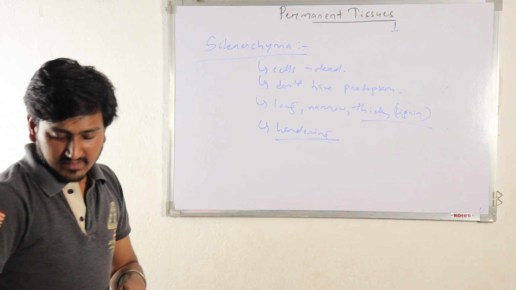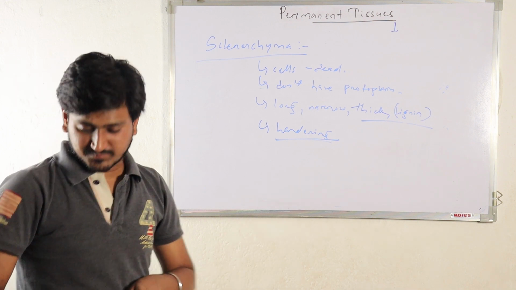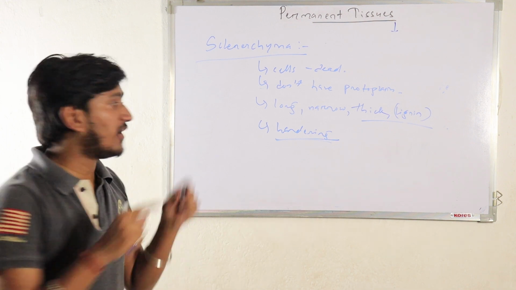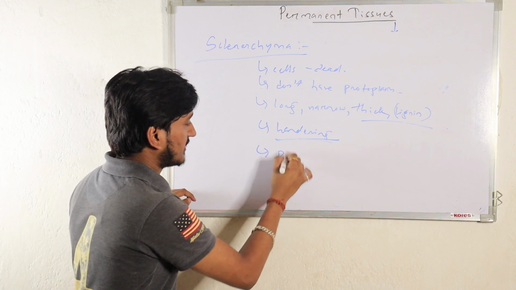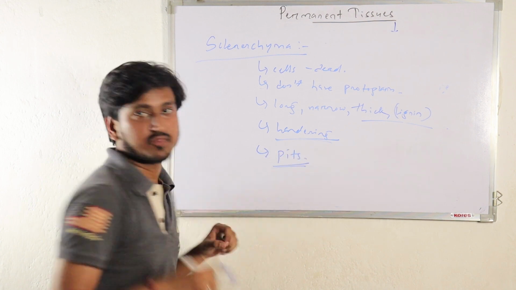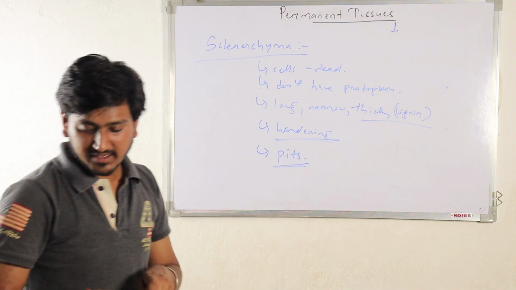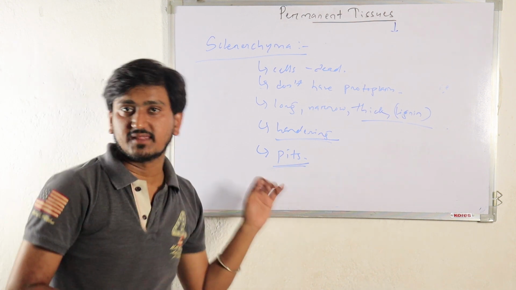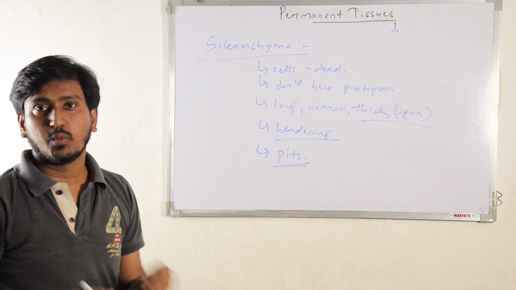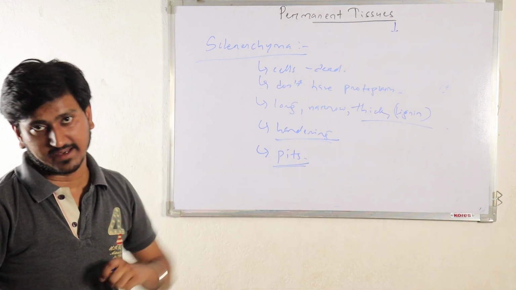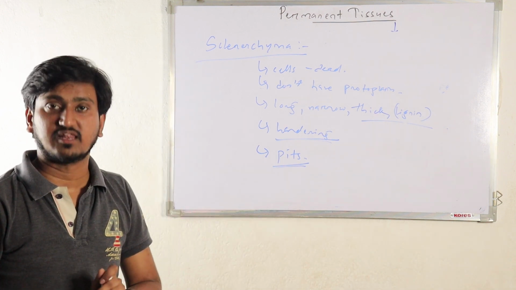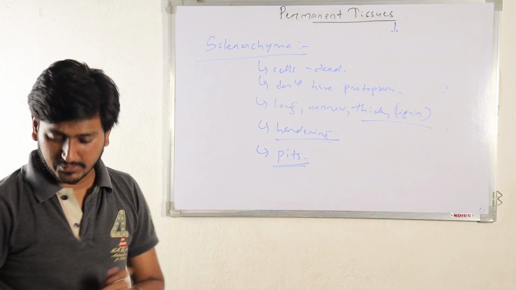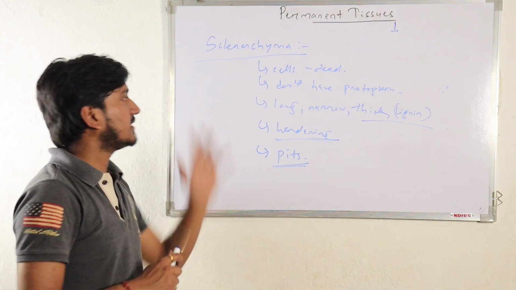Then the walls are so thick that they can form pits. At times there will be pits formed. Pits means small depressions. Pits are oblique thin areas in the cell walls, which will be present only in the sclerenchyma cells. These can be seen in the cells of sclerenchyma tissue. Remember, mostly it is dead.